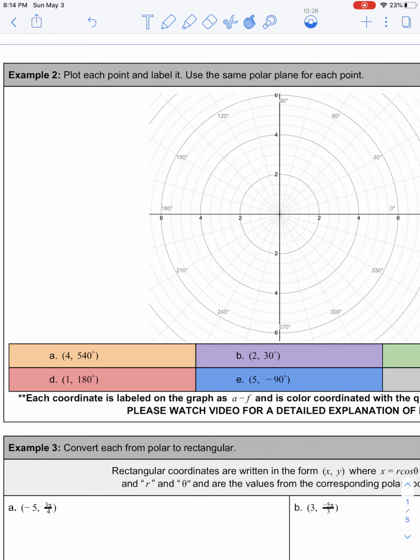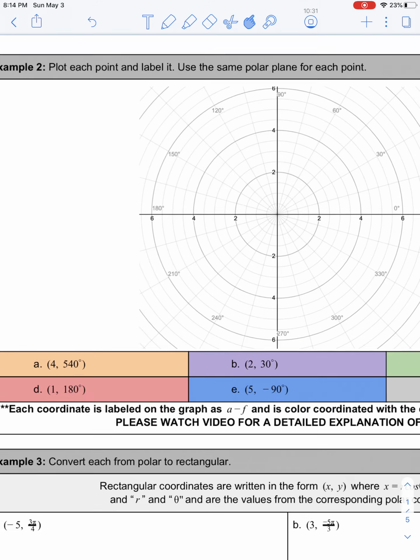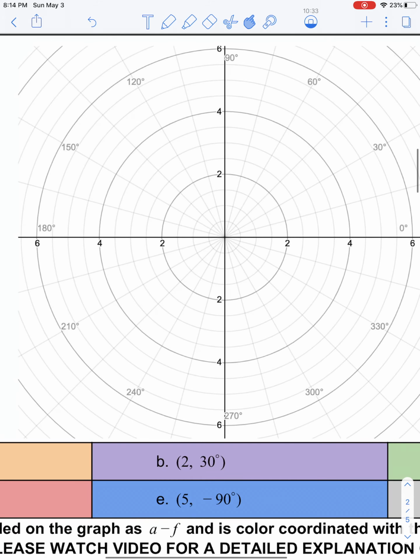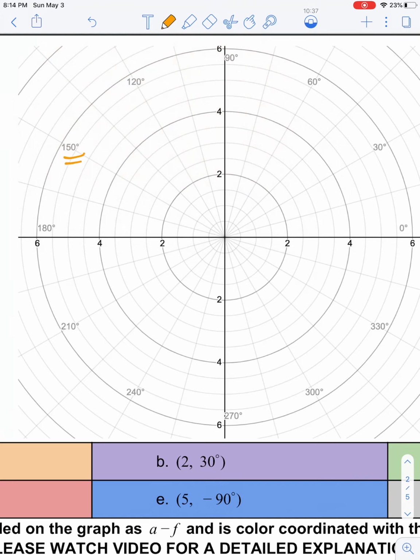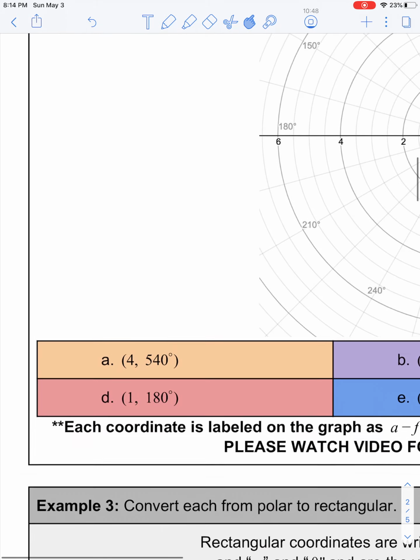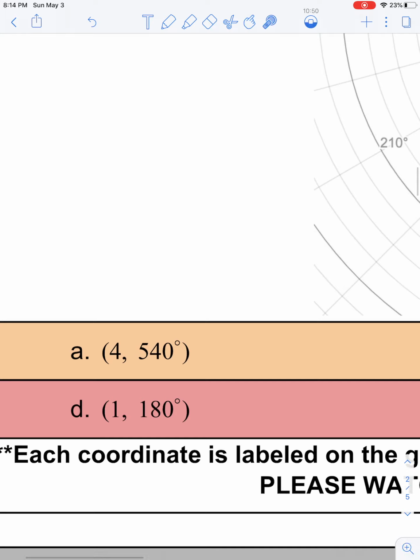Okay, so example 2, we are continuing this idea of plotting polar coordinates, except you'll notice here on our grid, we are measuring in degrees. Instead of radians, we're seeing that all of our radial lines are measured out in degrees. So for some of you, this might actually feel a little bit easier. The idea is the exact same. In every single point, we're given a radius, right? That first value is our radius, and then we're given the angle measure for our theta value.